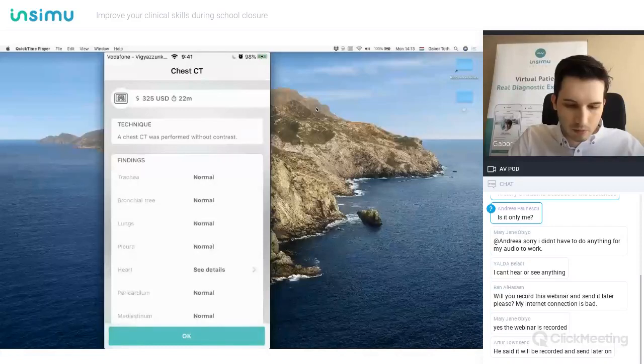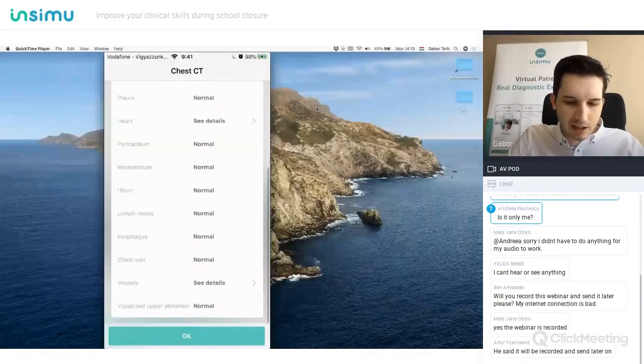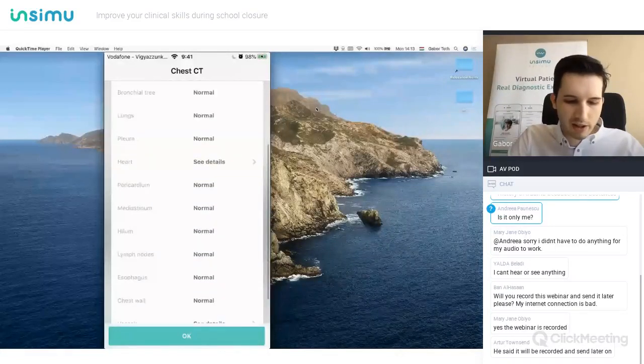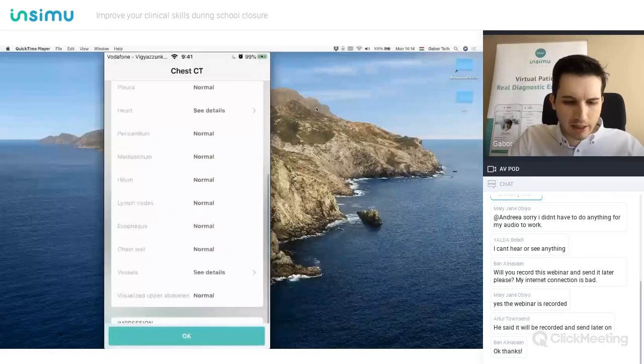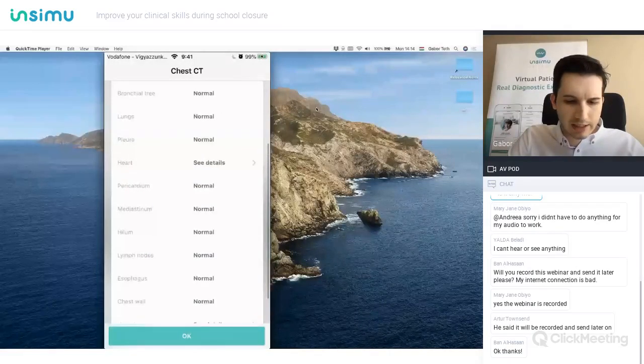Okay. I can see the findings. I usually have a quick look at the impressions because I'm not a radiologist. I later go on to the findings. Further examination is required. Enlarged right ventricle and dilated central veins. I can check that with the details.